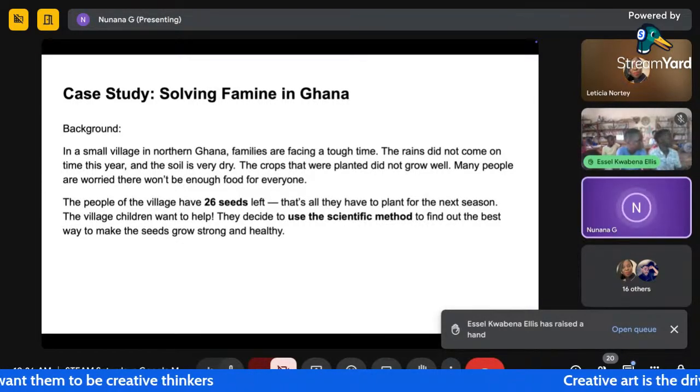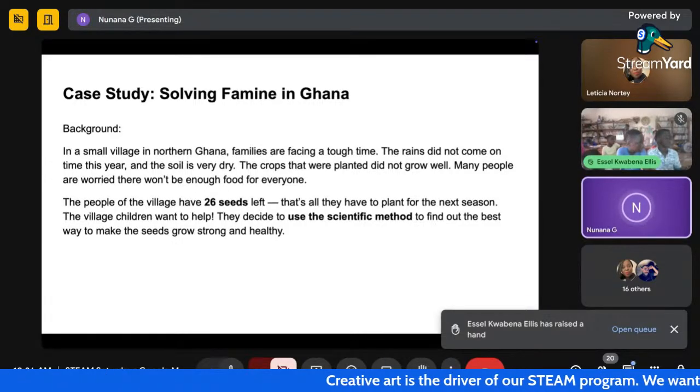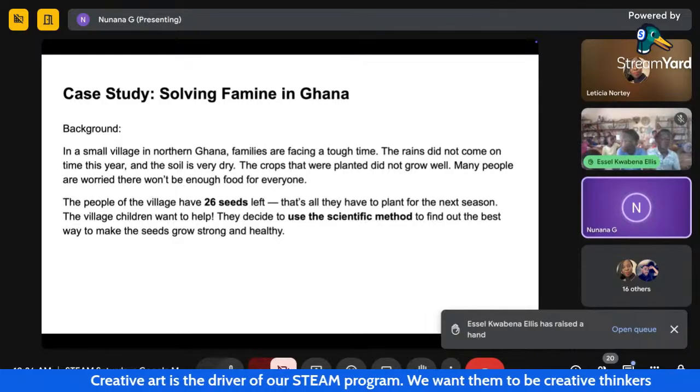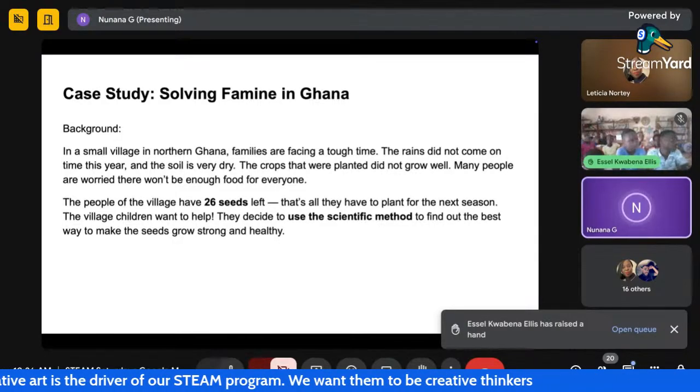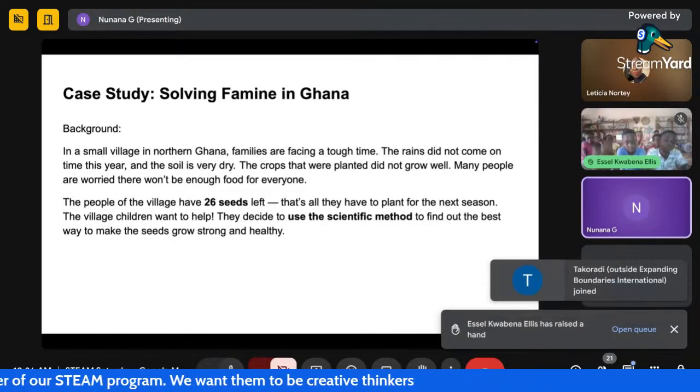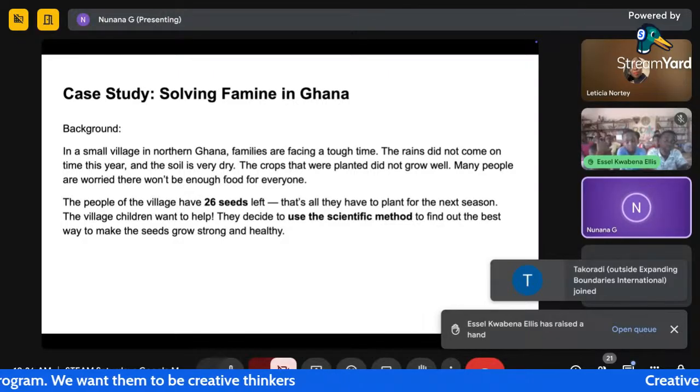The problem we are solving is farming in Ghana. Farming means that there's no food, there's drought. It's hard to get food to eat. In a small village in northern Ghana, families are facing a tough time.